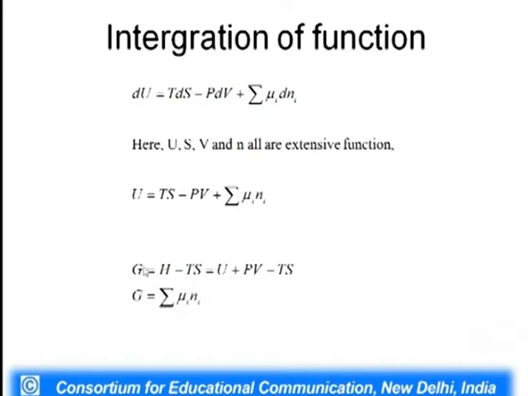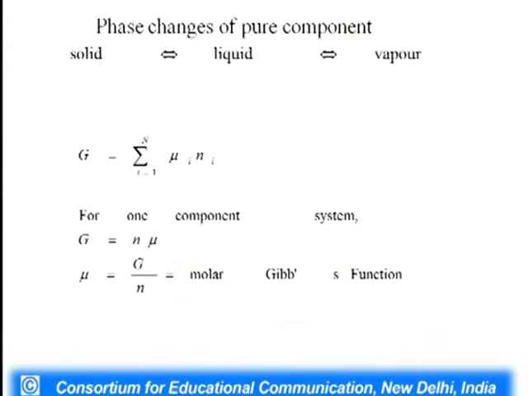And you understand that G is equal to H minus TS, where H is simply U plus PV. If I put it here, PV cancels out, TS cancels out, and what you are left with is G is equal to sigma mu_i n_i. So, suppose there are 2 components, then we will write simply G is equal to N1 mu1 plus N2 mu2. If we have 3 components, then G is equal to N1 mu1 plus N2 mu2 plus N3 mu3.